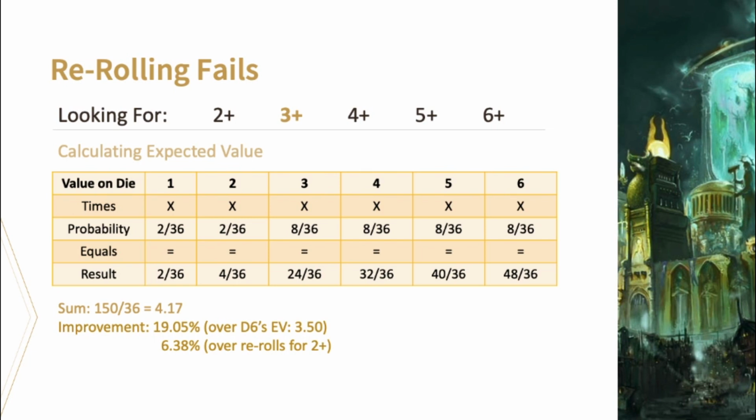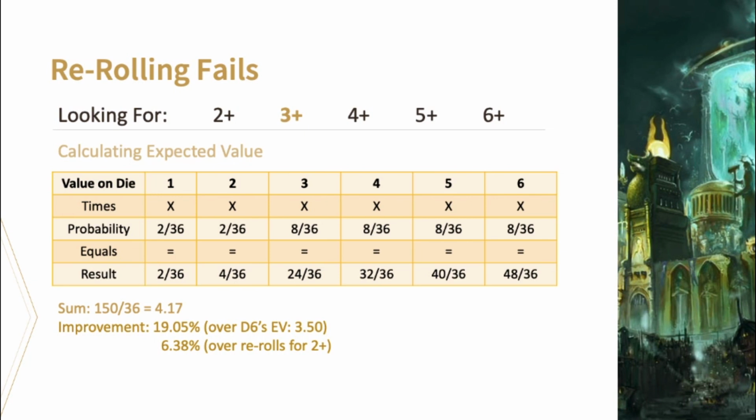Having analyzed the probability mass function, we can also calculate the expected value once again. As always, we simply multiply each possible value by its chance of happening, which you can see here on the screen if you're curious. In short, our new expected value for rerolling fails while looking for a 3 plus is a 4.17, representing a 19.05% improvement over a regular D6 roll, and even a 6.38% improvement over rerolling for a 2 plus, which of course is true for either rerolling 1s or fails, which again are the same.